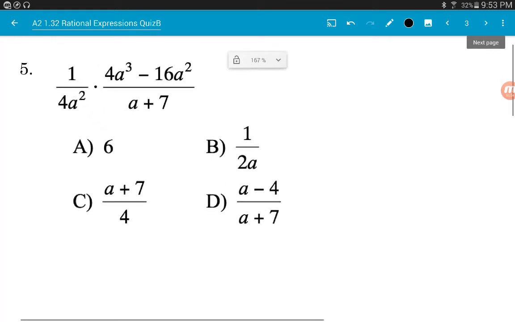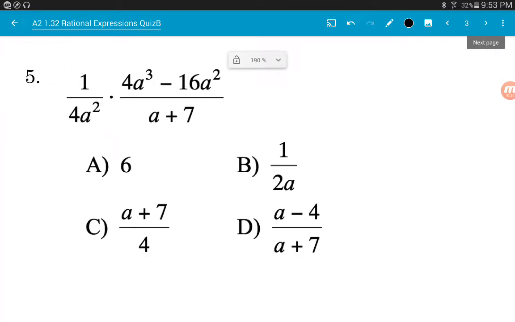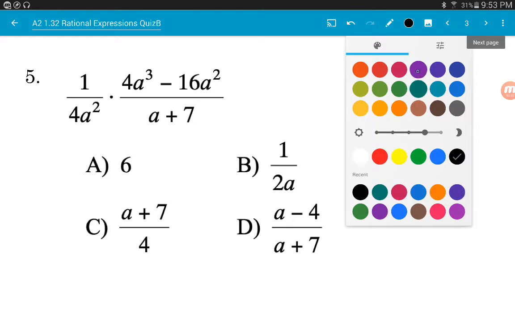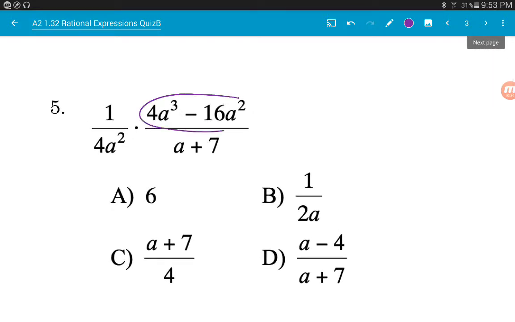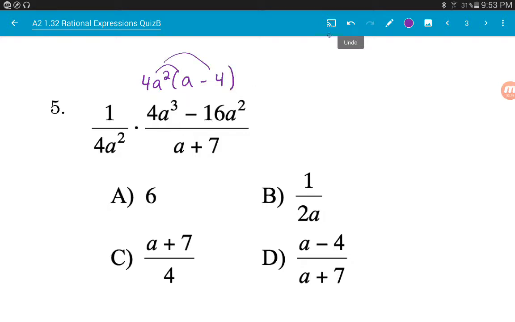Question 5. Now we're into multiplication. The great thing about multiplication is you can basically just act like it's one giant fraction. So here's the only thing I'm going to factor. This here. That can be factored because I can pull a 4a squared out of it, leaving me with a minus 4. You could mentally distribute back in to make sure that's right. I would recommend it. Since these two are equal, I've just replaced it.